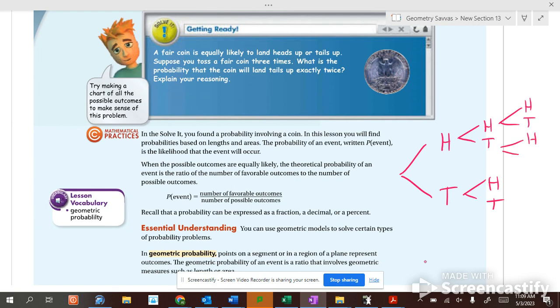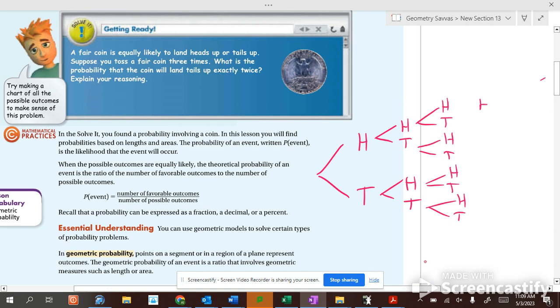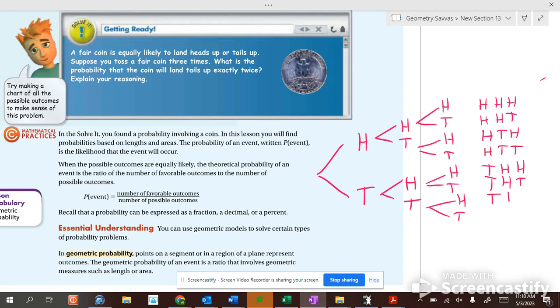wow, so many possibilities. Okay, so it could be heads, heads, heads, heads, heads, tails, heads, tails, heads. That just looks bad. Try that again. Heads, tails, heads, heads, tails, tails. I keep doing a T when I should be doing an H. Tails, heads, heads, tails, heads, tails, tails, tails, heads, tails, tails, tails.